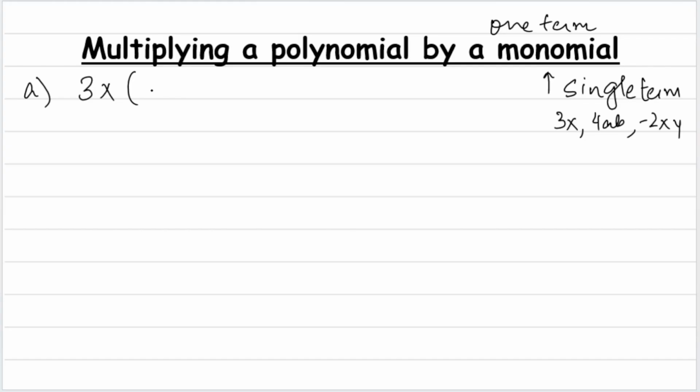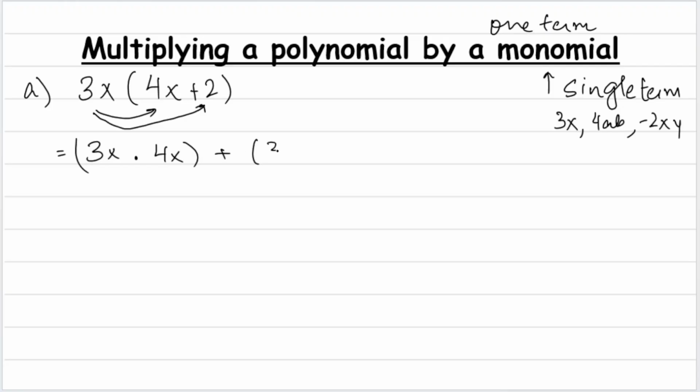It's being multiplied with the polynomial 4x plus 2. My concept would remain the same. 3x will be multiplied with 4x, and then 3x will be multiplied by 2. So my answer is 3x times 4x. In algebra, if you don't want to put multiply, you can just put the dot also, because multiply often gets confused with the variable x. So we can just put it like this also. Plus 3x times 2. And if I solve it, what is 3 times 4? 12.